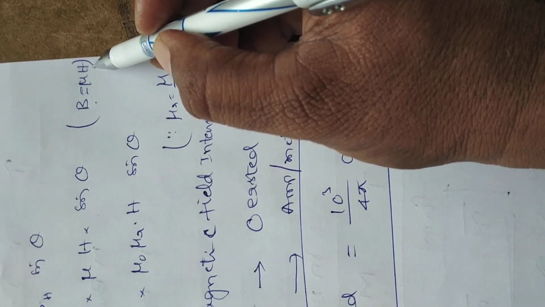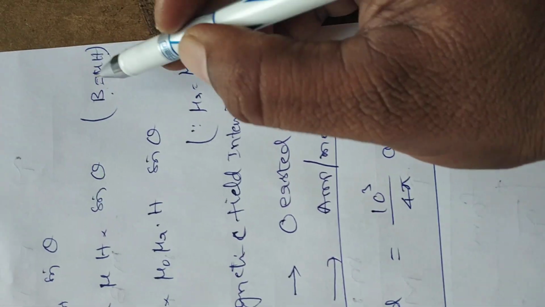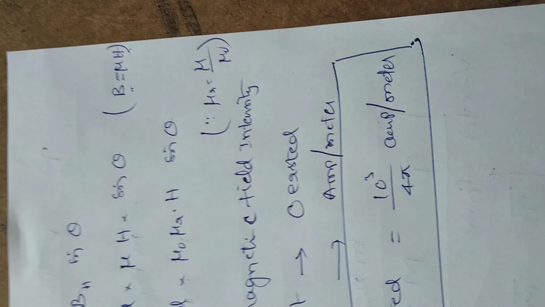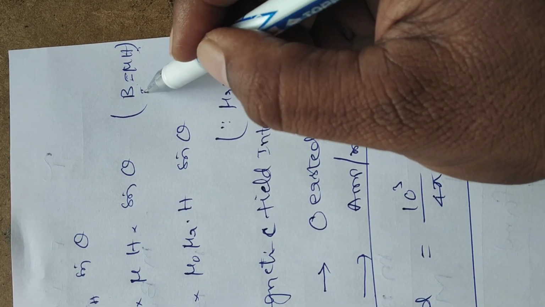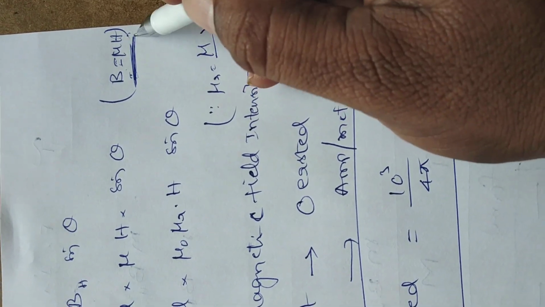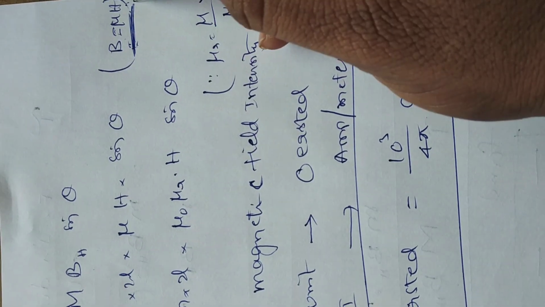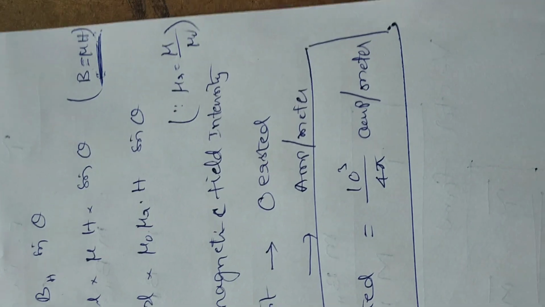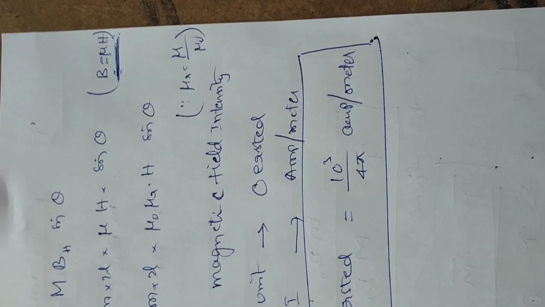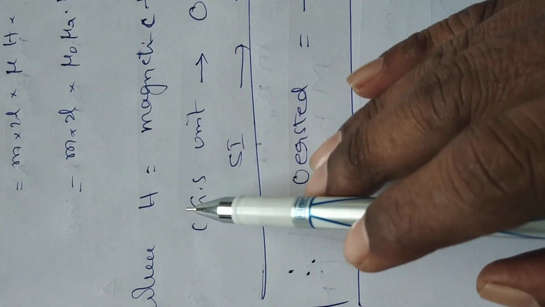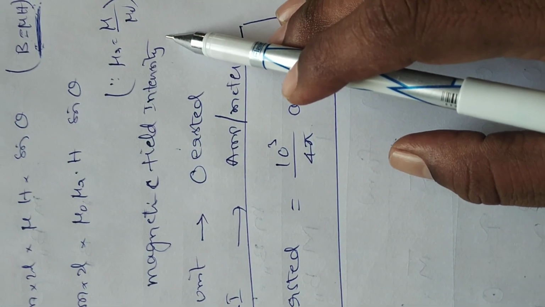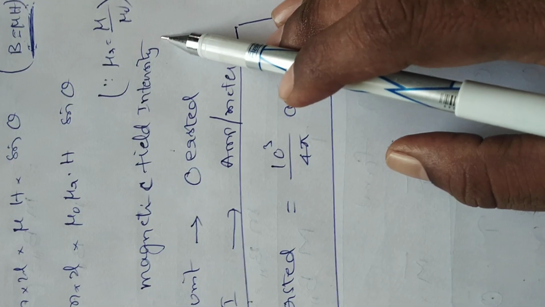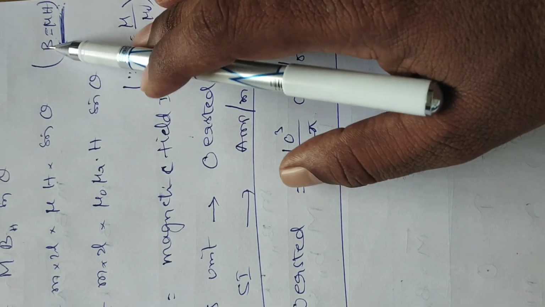I will explain the differences between B and H, and also the relation between B and H, in the next class. But remember the formula B is equal to mu into H. This is the relation between B and H. So how do you distinguish between B and H? In the problem, H is the magnetic field intensity, but what is given as the magnetic induction field is called B.